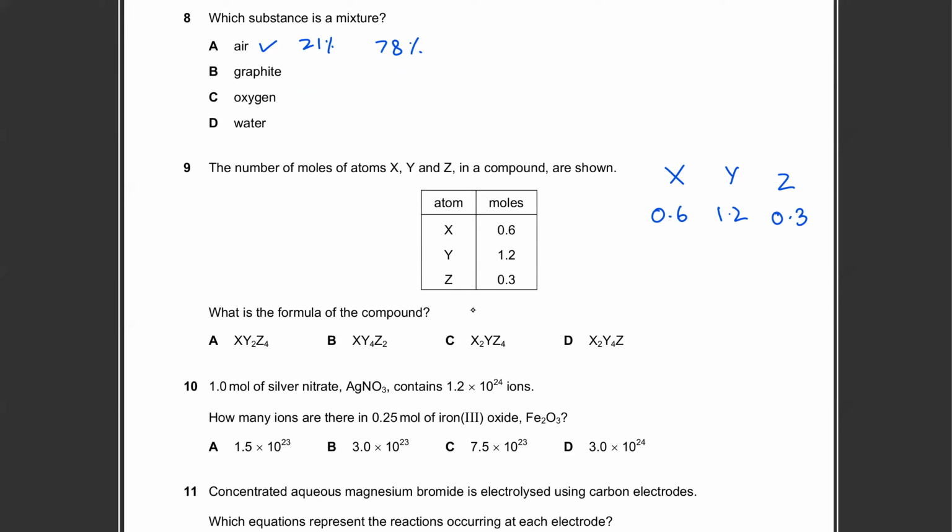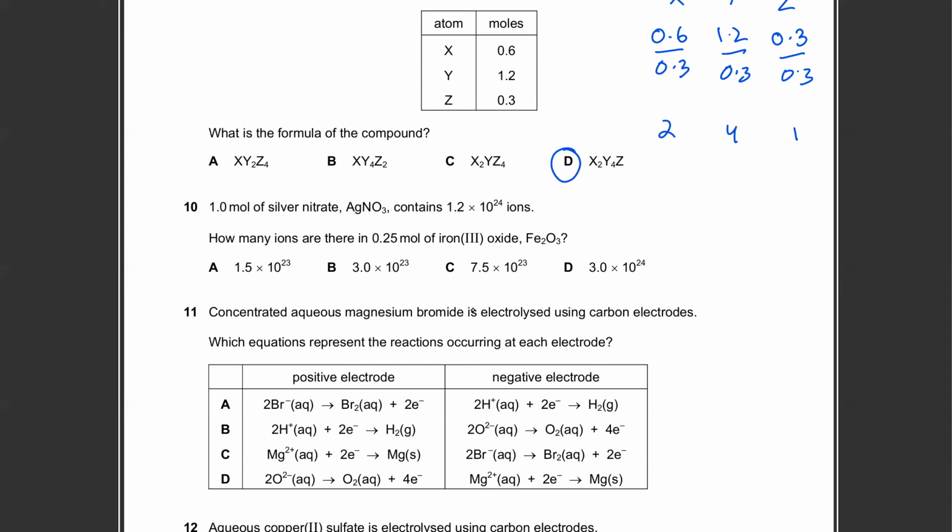So what's the whole number ratio? This is how you find it. First, we find what to multiply by to give us a whole number, or we divide. You can divide by something and it will also give you a whole number. Divide by the smallest, right? So this is going to be 2, 4, so D. H2Y4Z, right? So D.